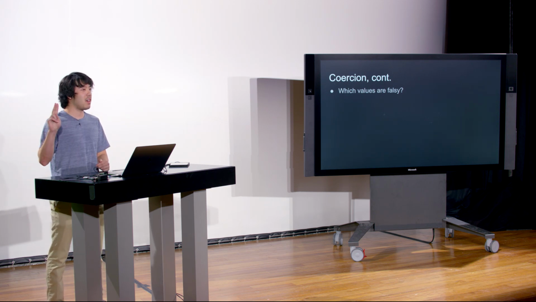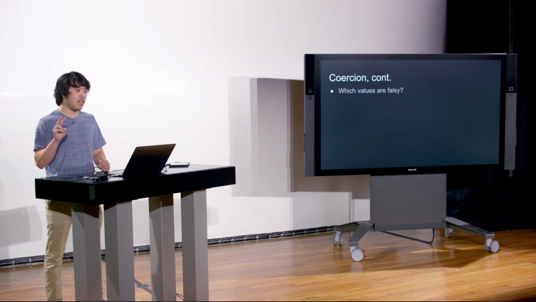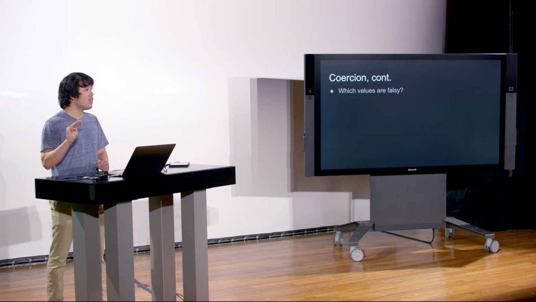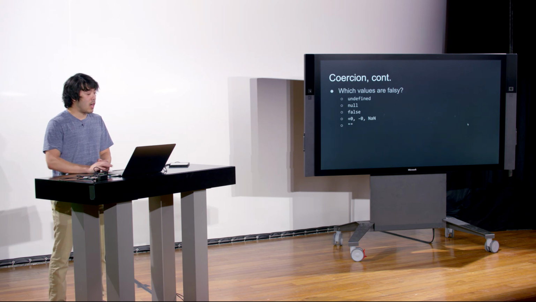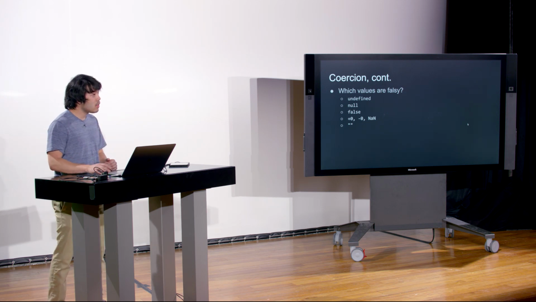Who can name another falsy value? Blank. Blank what? Empty. Empty what? Empty array. Empty array is actually truthy. False is another one. Undefined, null. So those are the 5 falsy values.